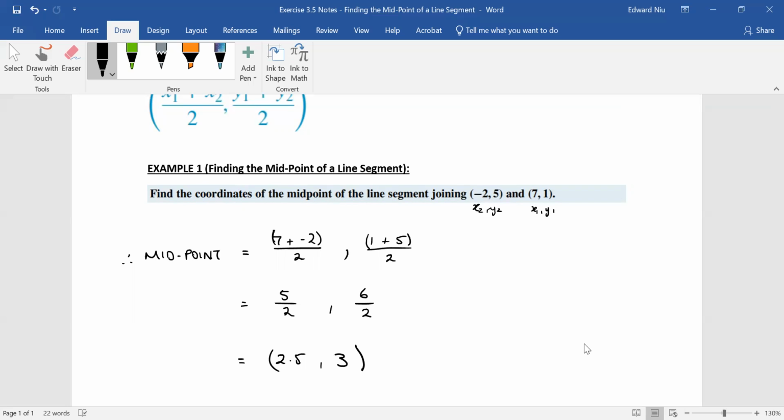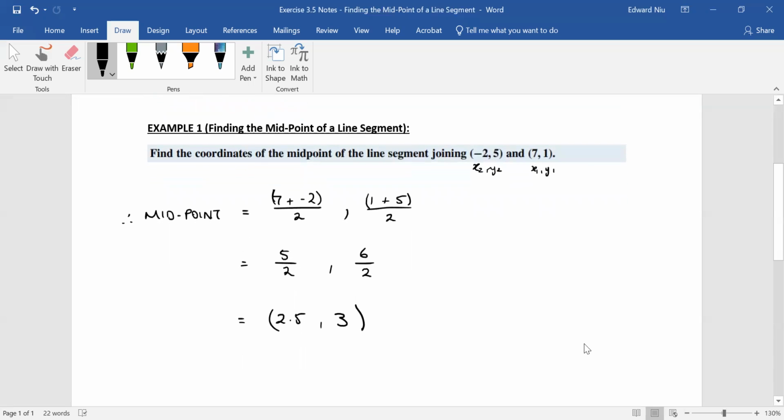So if we had these on a Cartesian plane, let's say we had a line segment from -2, 5 all the way to 7, 1, the middle of that line segment is going to be an x value of 2.5 and a y value of 3. And then our job is done. We've found the midpoint of these two coordinates.